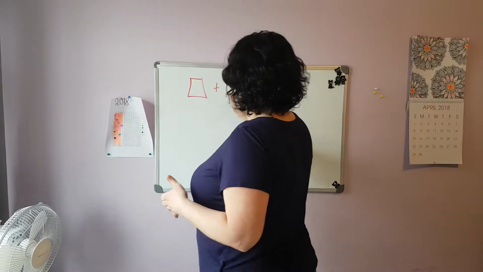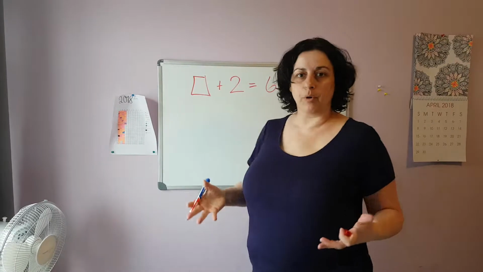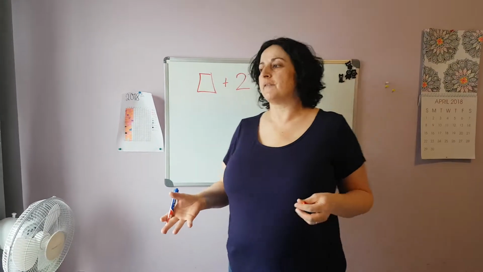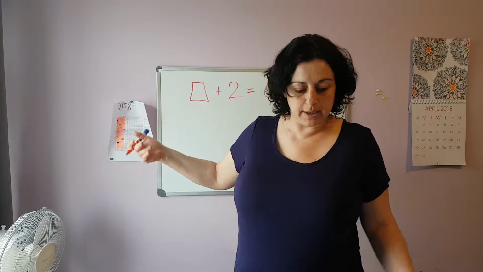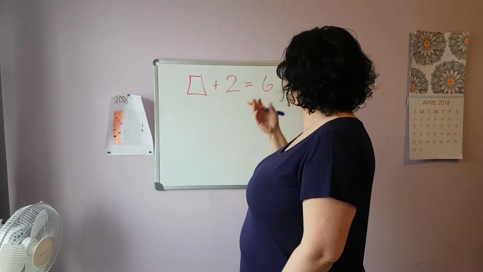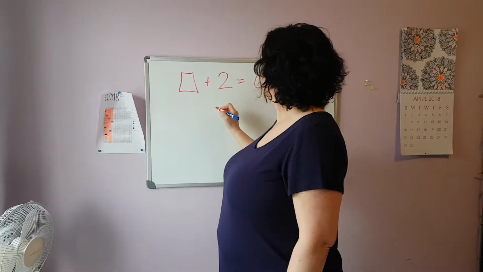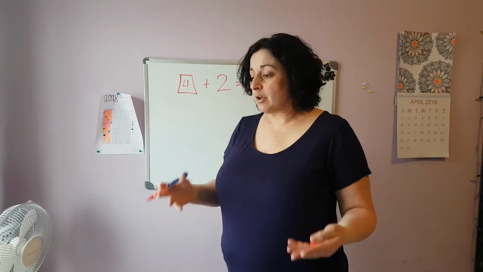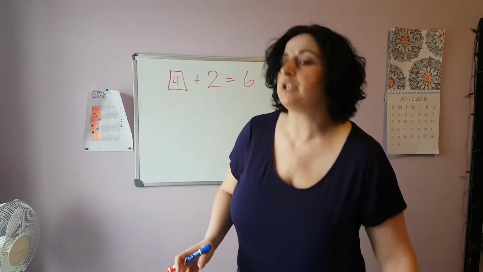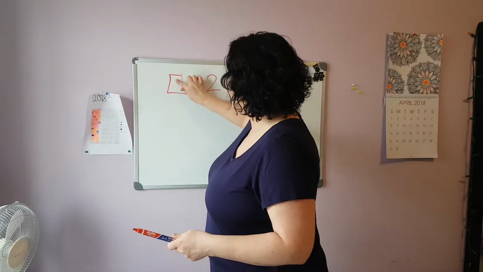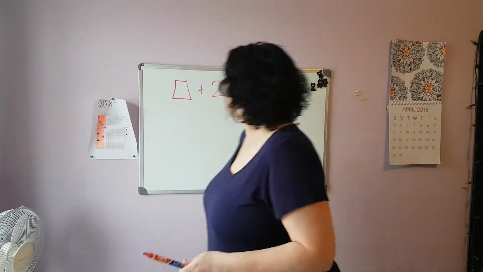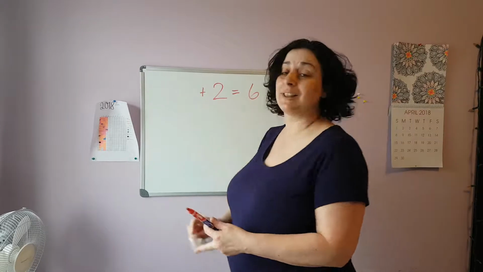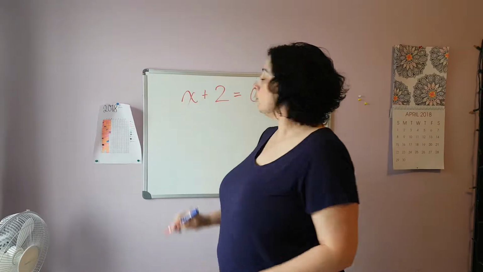If I write that on the board, all of you are intelligent enough to know what goes in the box, right? You're all like, well, something plus 2 is 6. Oh, it's got to be 4. So obviously that's 4, right? Well, algebra is essentially just taking the box away. Instead of a box, we're going to use a letter. In this case, we'll use X.